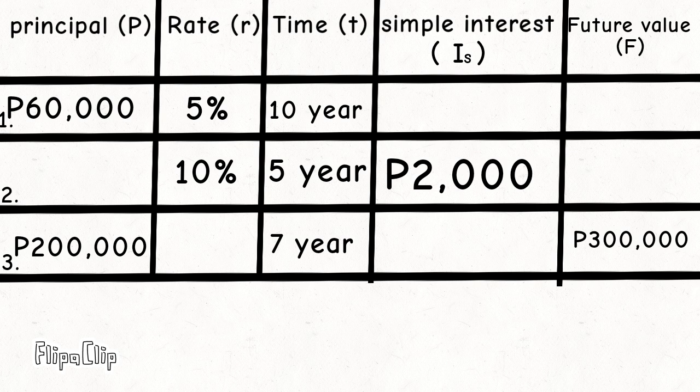Since we got the answer, therefore, the answer for the missing numbers is: simple interest is 30,000, while future value is 90,000. Now let's move on to number 2.